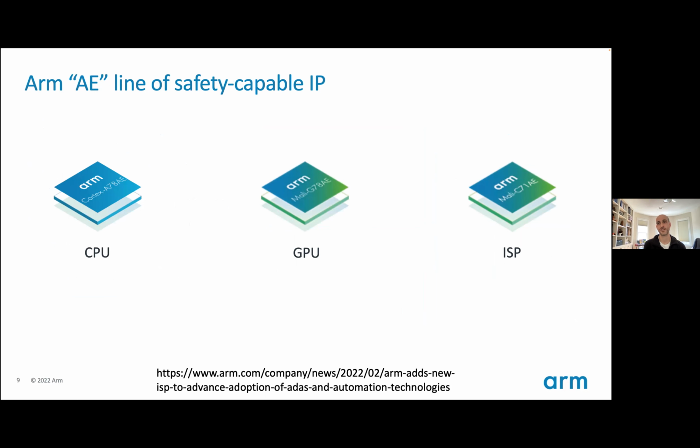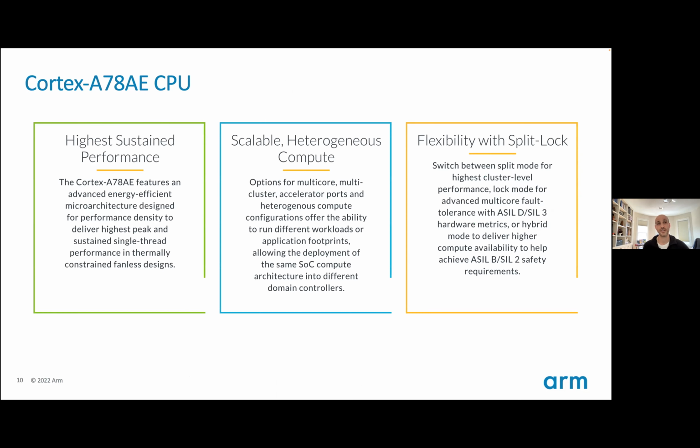In terms of functional safety, Arm has for a long time had a line of functional-safety-enabled IP called the AE line. So we have essentially all the building blocks here: the Cortex-A78AE, the Mali-G78AE, and the ISP as well, C71AE. The idea here is these are built on existing IPs, but they have extra features and extra EDA treatment so that they have extra functional safety considerations. There's a nice blog I've linked here if you're interested in more. I'll go through it really quickly just to give you an idea of what this is.